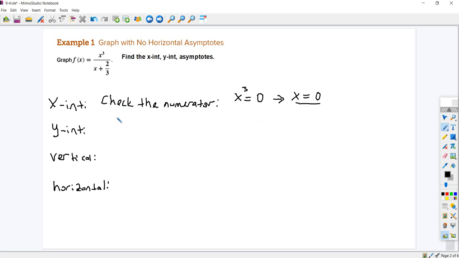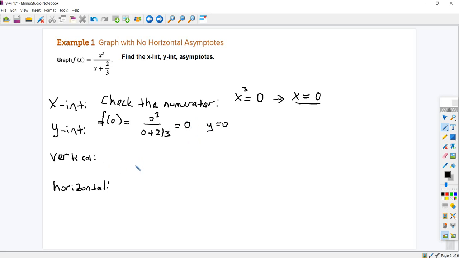For the y-intercept, it's even easier. Just replace the x with 0 everywhere here. So we are basically calculating f of 0. Okay, if you do that, that's 0 cubed over 0 plus 2 over 3. That's also 0. So we got y equal to 0 is also the y-intercept. Looks like we have (0, 0), the origin, is both the x-intercept and y-intercept of this rational function.